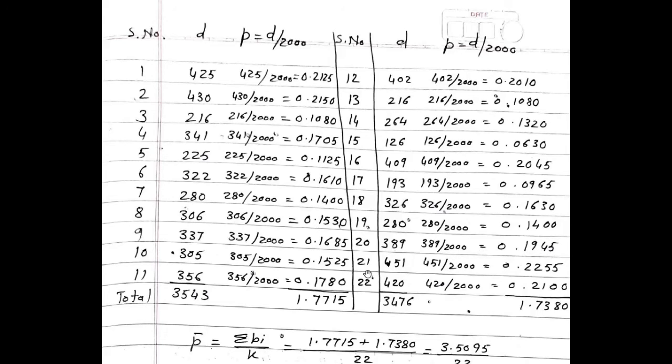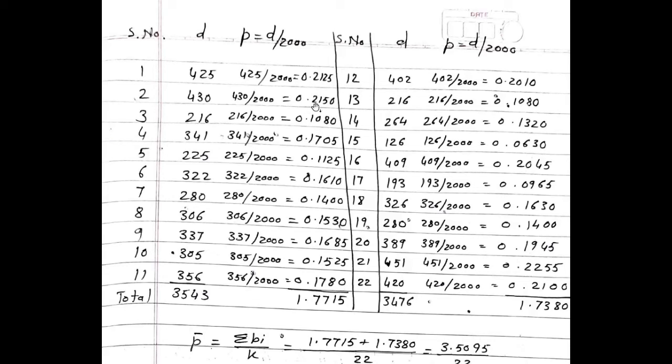0.1945. 21st sample, D value is 451. So 451 divided by 2000 becomes 0.2255. Last sample, 22nd, D value is 420. So 420 divided by 2000 becomes 0.2100. Now we need to have total of P. So these 11 values we will add, and actually we want to have total of 22 values. So first of all we will calculate the total of 11 values.